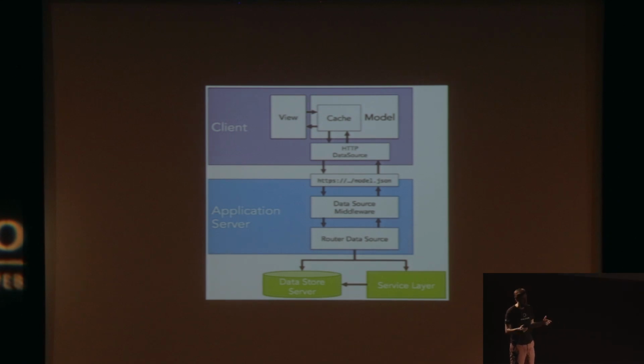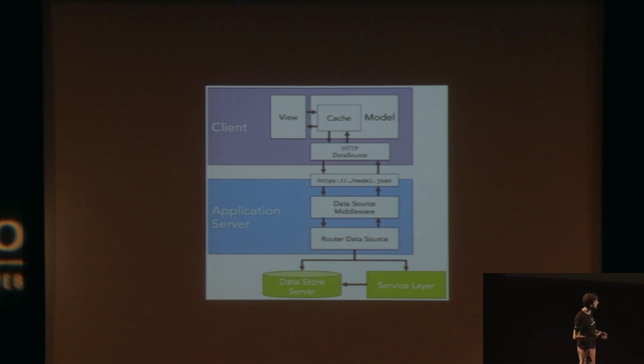But if the model discovers, hey, I don't have this in the cache, it's going to go out to its HTTP data source. You can define what that is, where it goes. It's going to go to this model.json, wherever that ends up being, probably on your server. And then that sends out these JSON graph queries to the data source middleware.